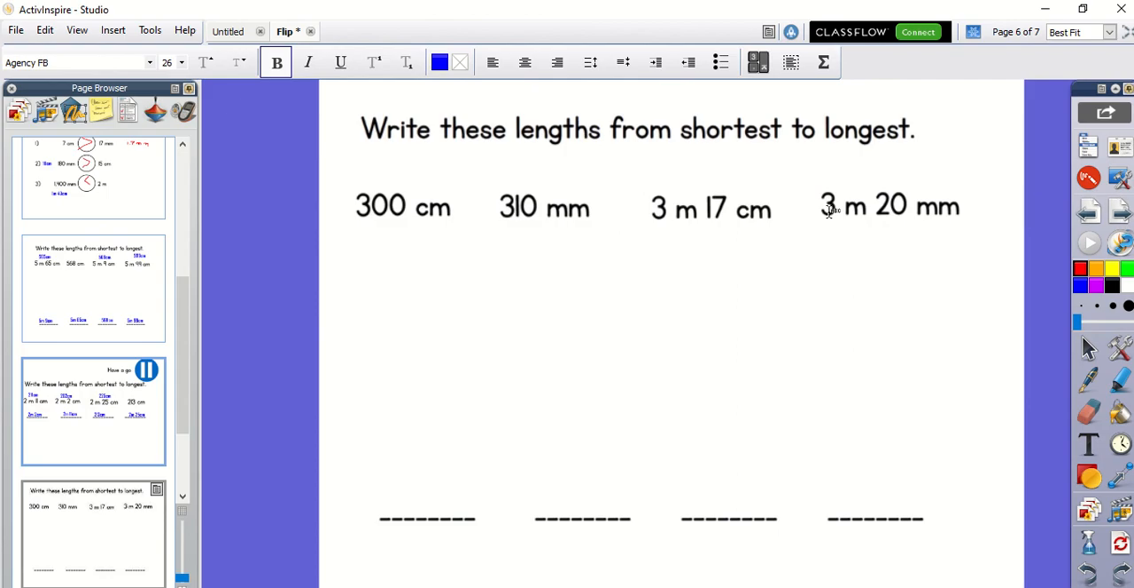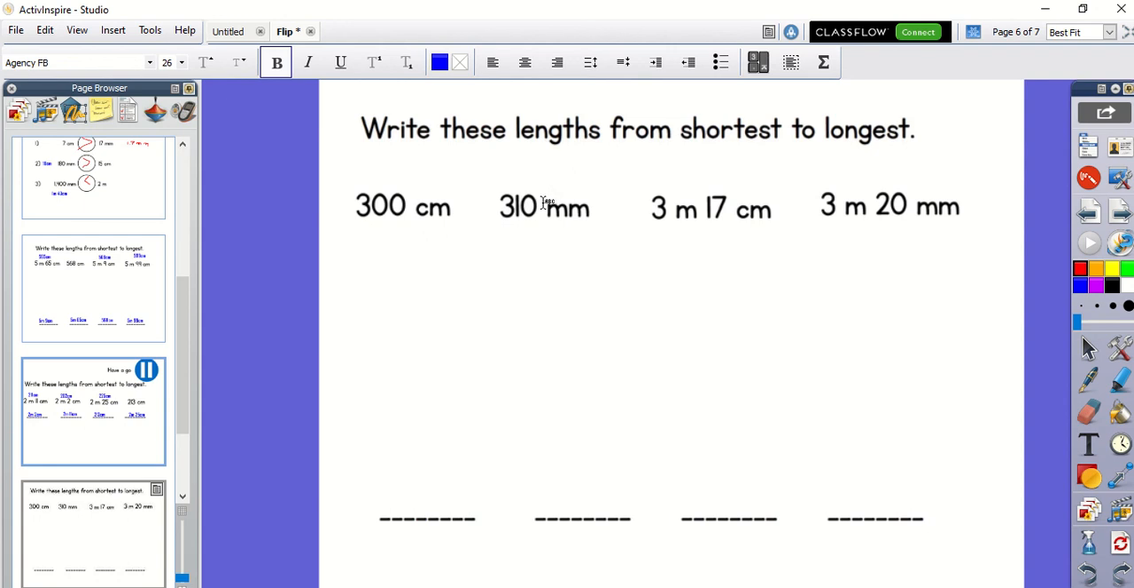Now this next one's a bit harder because it involves centimeters, millimeters, and meters. So it's got all three in. You can have a go at this by yourself, but I will be going through it anyway. So, 300 centimeters, 310 millimeters, 3 meters 17 centimeters, and 3 meters 20 millimeters. I'm going to do the same thing as I did for the last two. I'm going to make them all into centimeters.